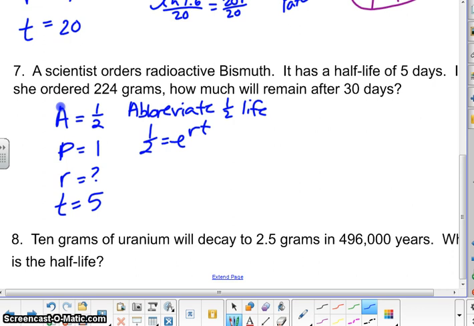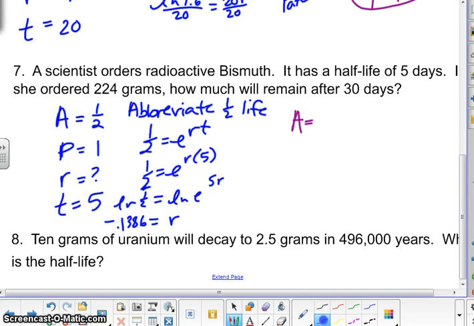And now all we have to do is plug in the 5 that was given, and then we can figure out what the rate is going to be. So if you plug that in your calculator after doing natural log of E to the 5R, natural log of 1/2, you will end up getting R equals a negative 0.1386. So these are all going to be negative because it's radioactive decay. Okay, and then if we're going to make a prediction, you'd have the amount, and then also you plug in the 224 that it was given, and then we'd have E to the negative 0.1386 times 30. And after solving that, you get 3.5 grams left.